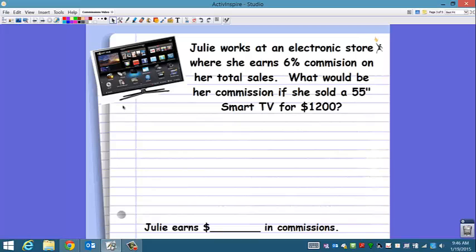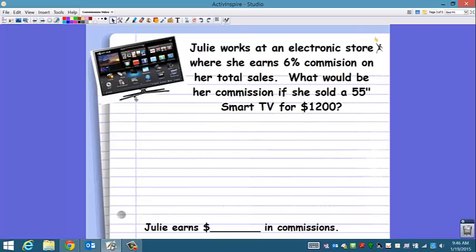So here's an example. Make sure you're taking good notes. Pause the video when needed. Julie works at an electronics store where she earns 6% commission on her total sales. What would be her commission if she sold a 55-inch smart TV for $1,200? Whatever she sells, she gets a percentage of that sale amount. So her percentage is 6%. That's the commission. So we need to find what is 6% of 1,200.